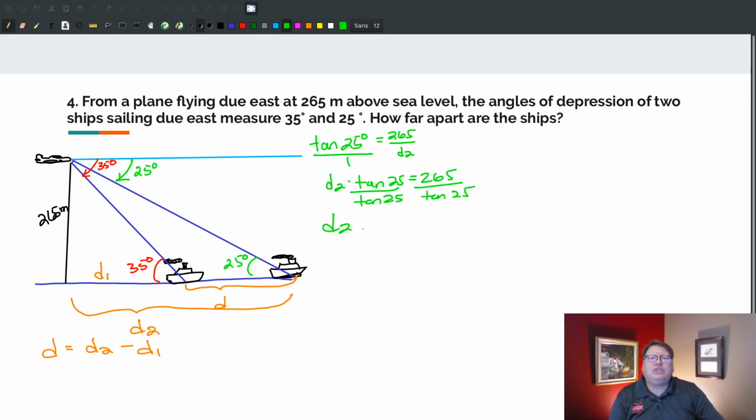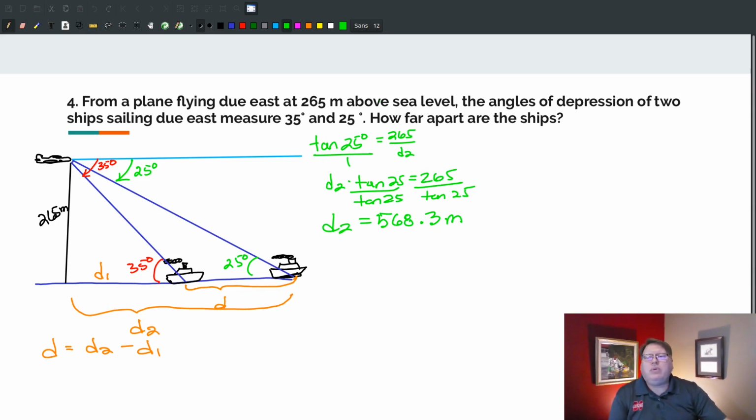And that means our D2 is equal to what? So let's do that calculation real quick. I've got to unlock my phone first, sorry. So we want to say 265 divided by tan 25 is equal to, and I get 568.3, and this is in meters, okay?